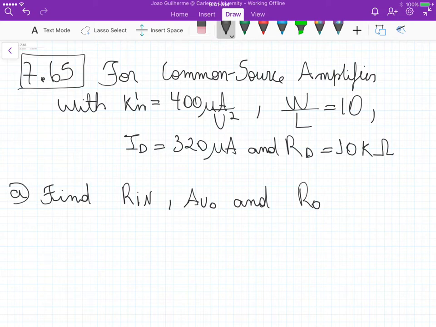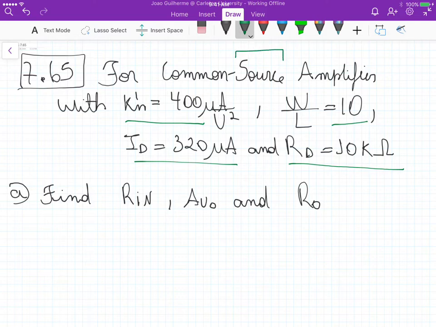For problem 7.65, we have a common source amplifier with a process transconductance of 400 microamperes per square volt, an aspect ratio of 10, a drain current of 320 microamperes, and a drain resistance of 10k ohm. Common source means that the source is grounded.